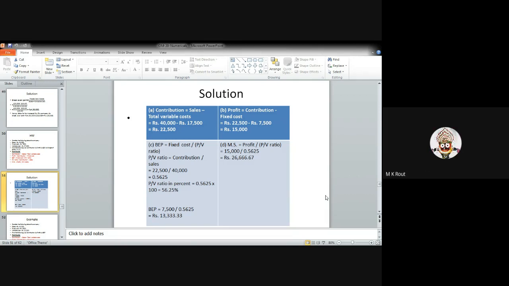Okay. For calculating the break-even point, the formula is fixed cost divided by PV ratio. Previously you have to calculate the PV ratio or profit volume ratio, that equals contribution divided by sales. So we have already calculated the contribution, that is rupees 22,500 divided by 40,000, that is the sales. That equals how much? That is 0.5625. Moving to next one.